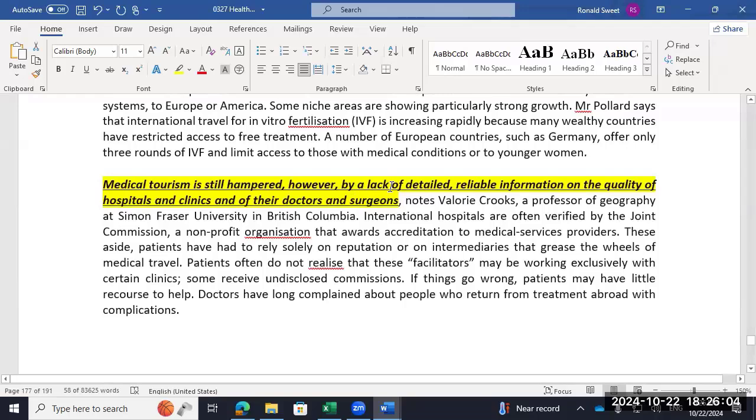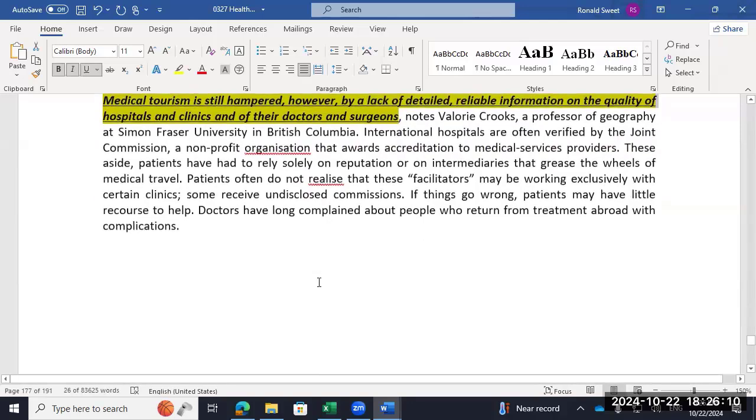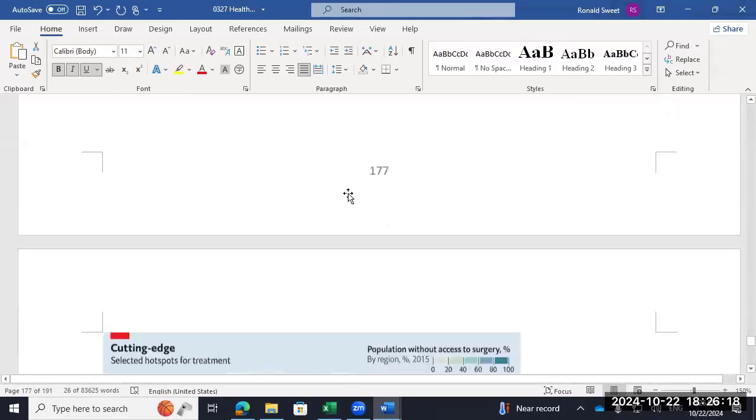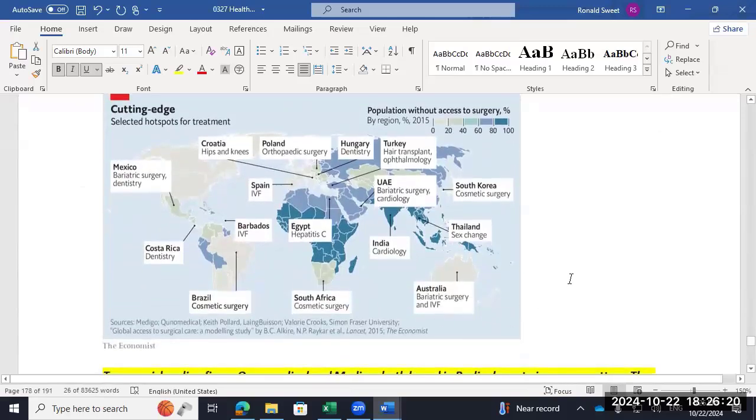Medical tourism is still hampered by a lack of detailed, reliable information. Yeah, I mean, that's probably what keeps people going to Mexico or Thailand or Costa Rica is if you don't have data on the quality, you're probably a little leery of going overseas. Here's a chart on it. Who's strong and what.